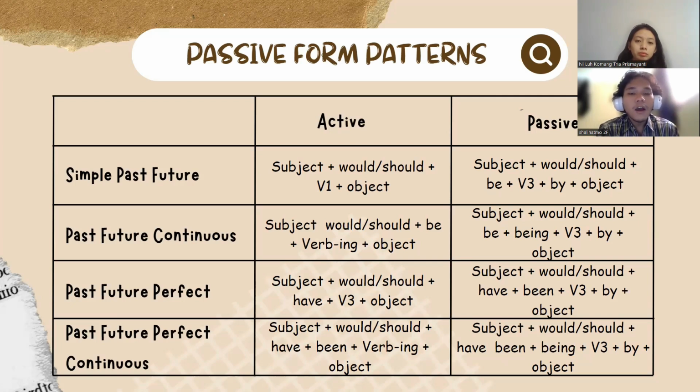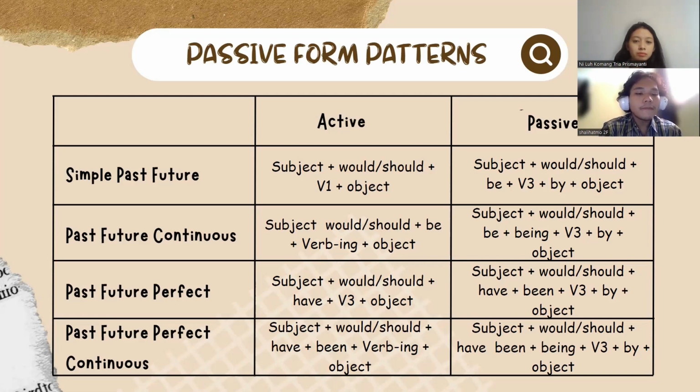Subject plus would or should plus verb 1 plus object. And a passive: subject plus would or should plus be plus verb 3 plus by plus object. Past future continuous, active: subject would or should plus be plus verb-ing plus object. And a passive: subject plus would or should plus be plus being plus verb 3 plus by plus object.